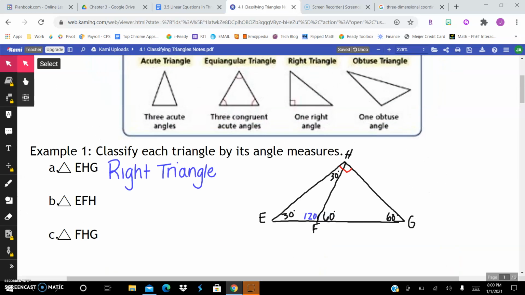So if we go back up here and look, they're not all less than 90. They're not all congruent. There is not a right angle, but there is one obtuse angle. That 120 degrees is an obtuse angle. So this is called an obtuse triangle.